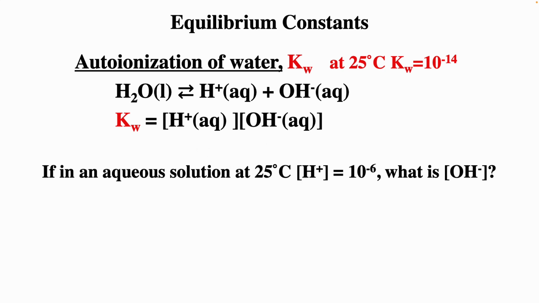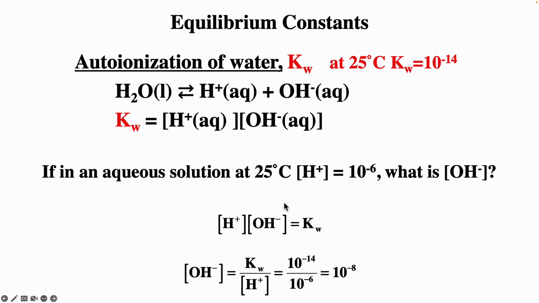Now we're looking for the hydroxide, so we solve for it. And so we divide both sides by the hydrogen ion concentration, and we end up with hydroxide ion concentration equals Kw over the hydrogen ion concentration. Kw is 10 to the minus 14th. We're given that the hydrogen ion concentration is 10 to the minus 6. And so we get that the hydroxide ion concentration is 10 to the minus 8th. And so in an aqueous solution, we're always able to determine the hydrogen ion concentration given the hydroxide, or the hydroxide ion concentration given the hydrogen ion concentration, no matter what else is in solution.